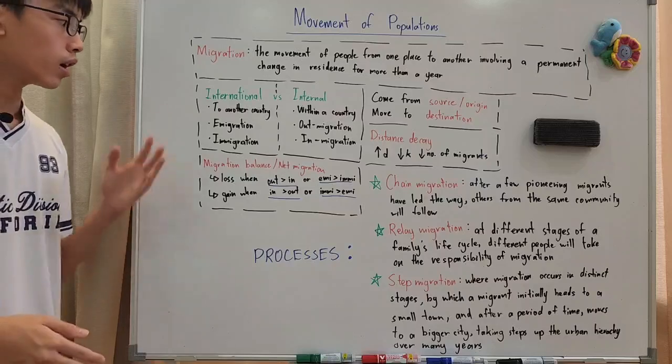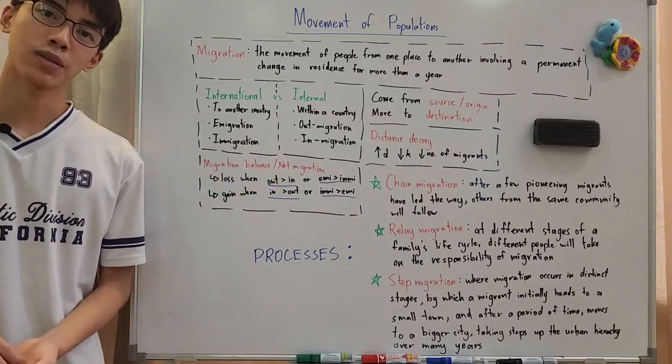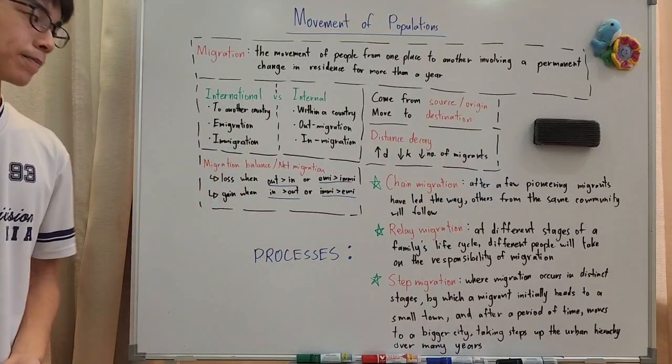And same thing for immigration. Immigration is people entering a country, whereas in-migration is people entering a region. So these two terms are important to differentiate.